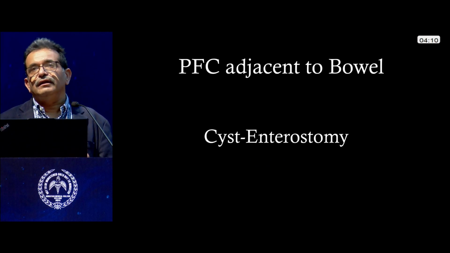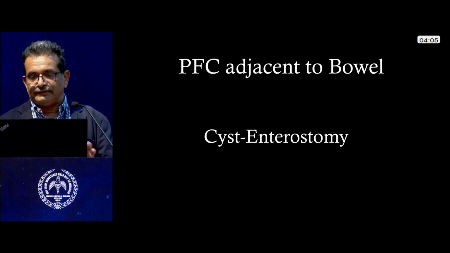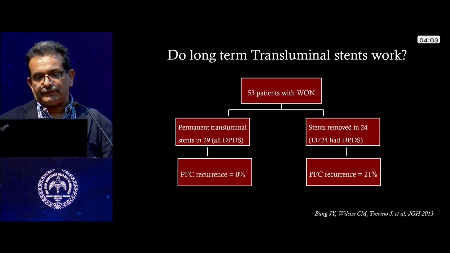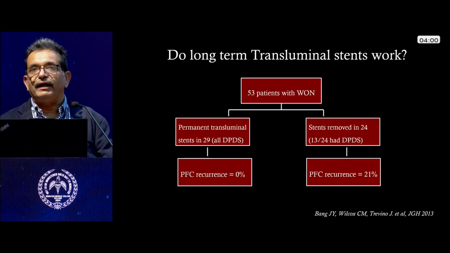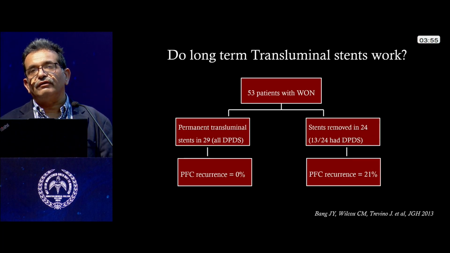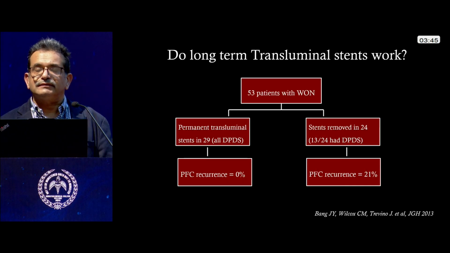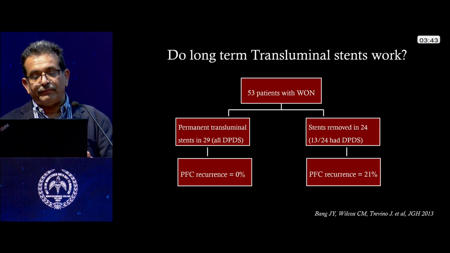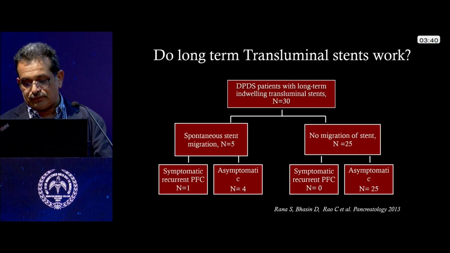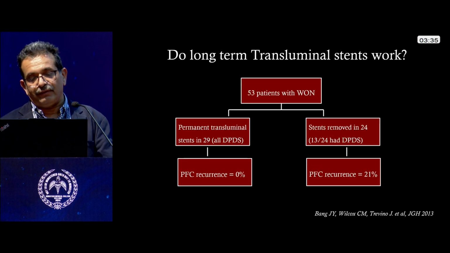So cystenterostomy, basically a cystogastrostomy or a cystoduodenostomy, is the standard procedure. What is most important for us to debate and discuss here is that there are a lot of recommendations suggesting that transluminal stents work, and whether we should leave them indwelling for a long time across the transmural tract. So this was the initial study by Bang et al., which demonstrated that there was definite superiority of placing a transmural stent as compared to not placing one.